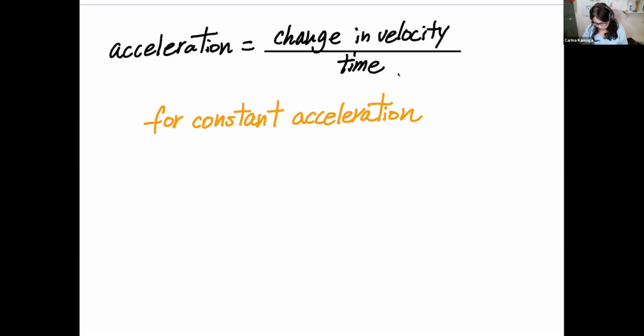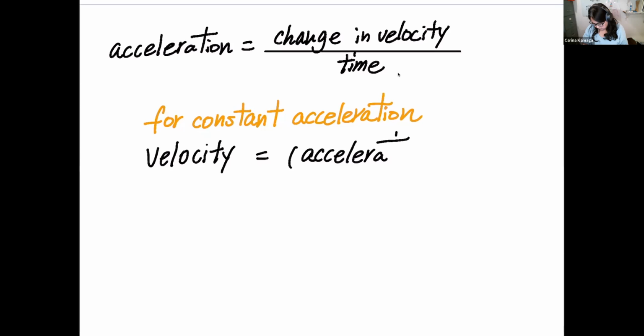Then you can find the velocity of the object is equal to the constant acceleration times time.